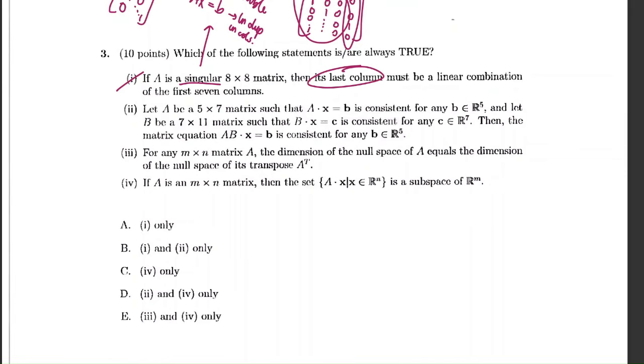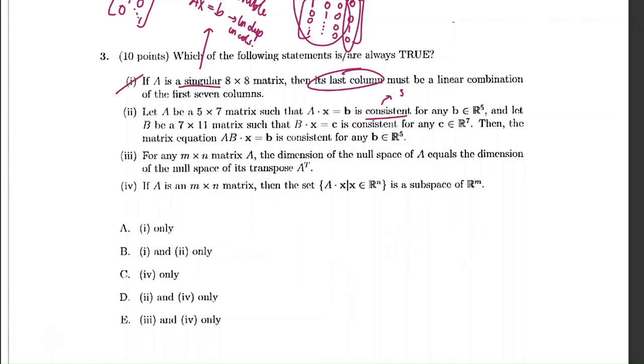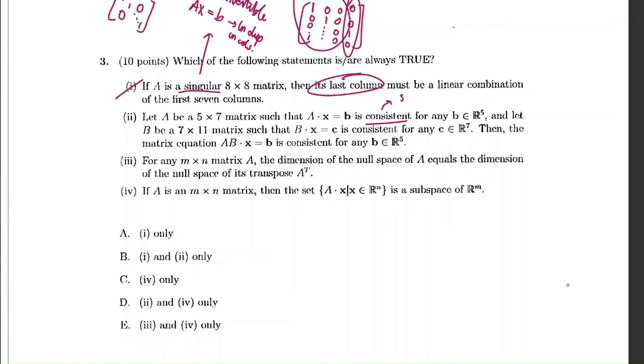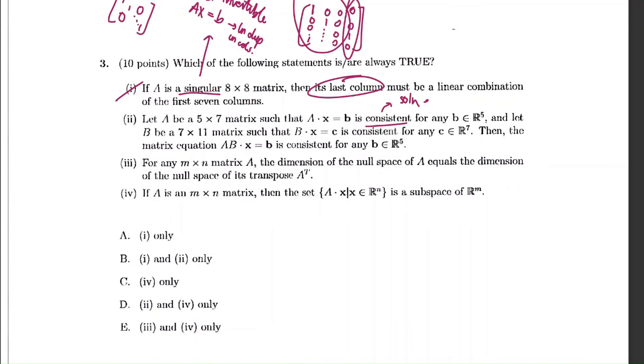In the second statement, we have let A be a 5x7 matrix such that AX equals B is consistent. And so this means that there is a solution for all B in R to the 5. And same thing for B, except it's a 7x11 matrix. Then the matrix equation A times B times X equals B is consistent for all B in R to the 5.